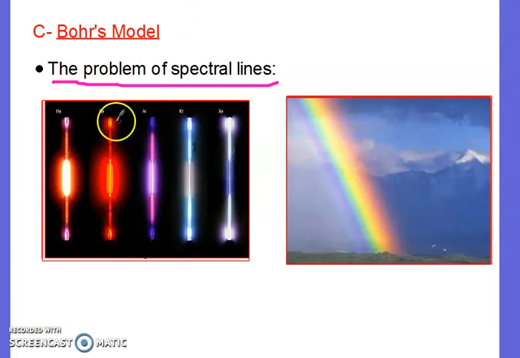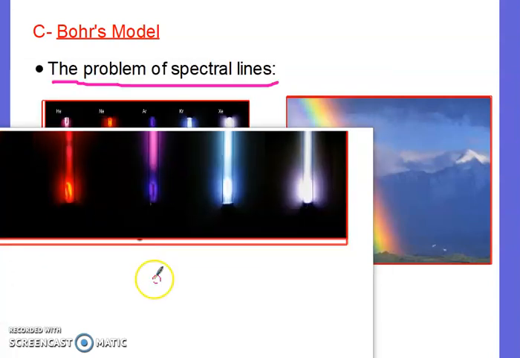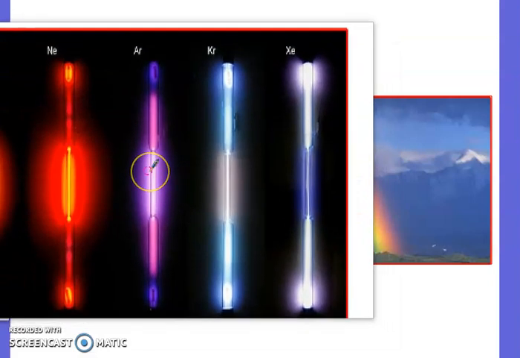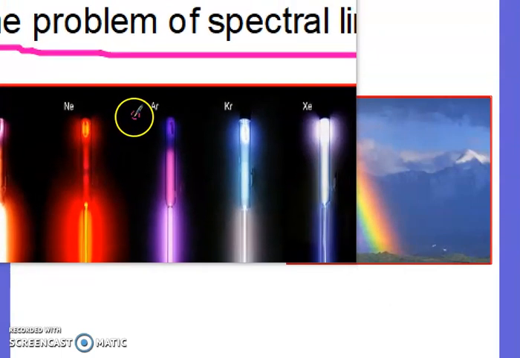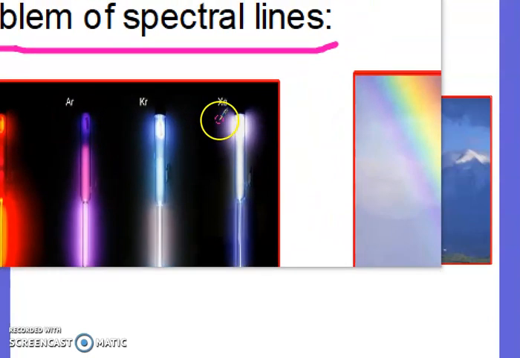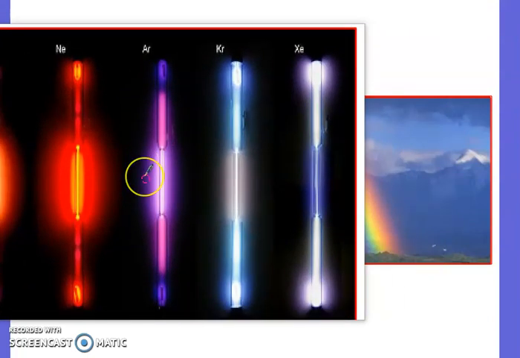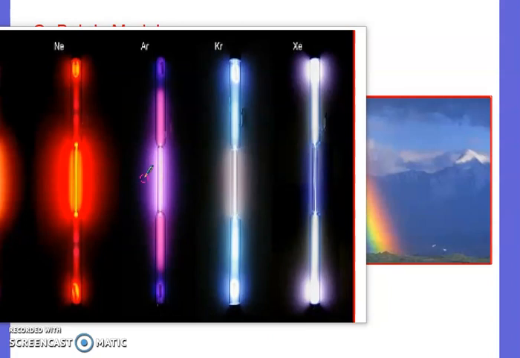While let's look at the following lamps here. Here we have discharge tube lamps. We have the helium lamp, for example, neon lamp, argon lamp, krypton lamp, xenon lamp. Clear? You see these lamps? They are glowing discharge tubes. Now let's look at the spectrum of each lamp.